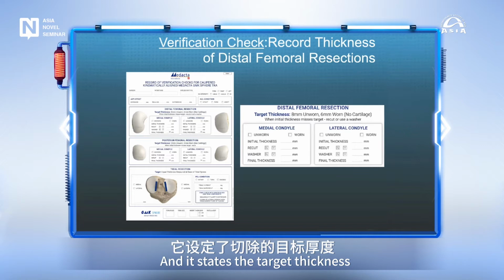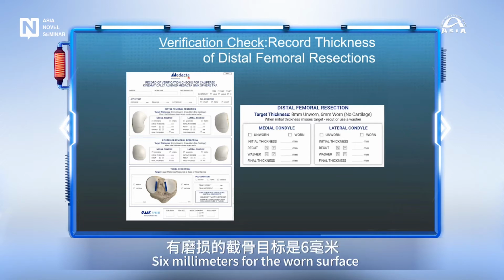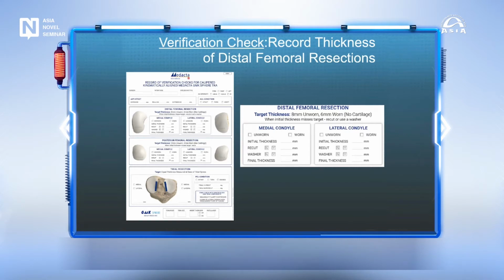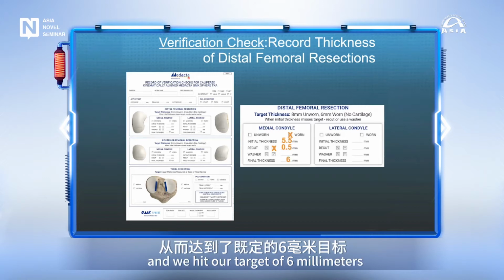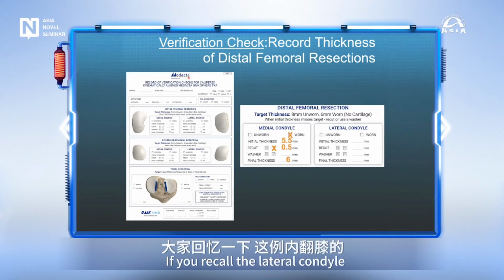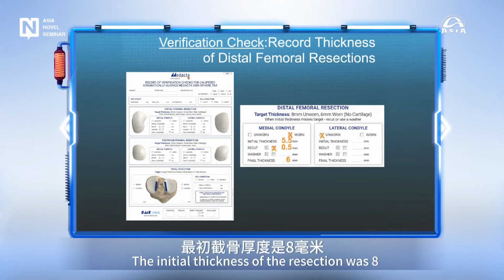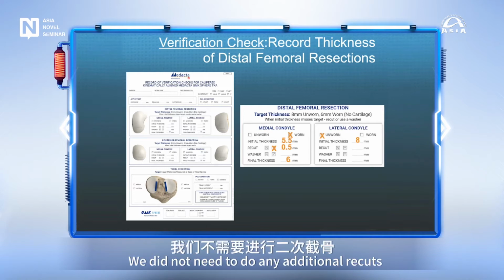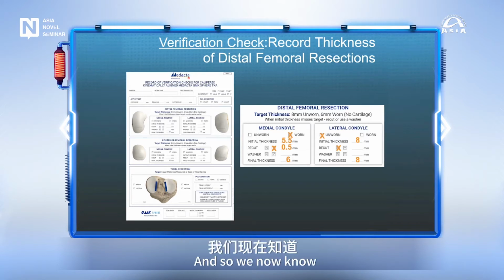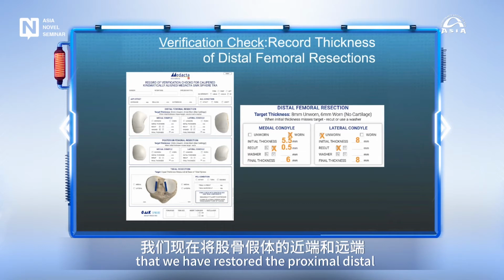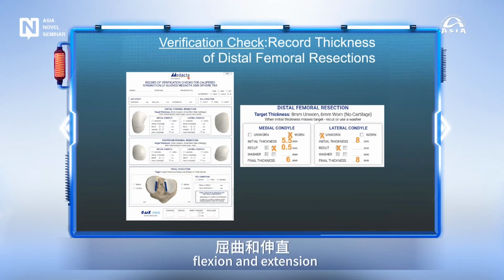And it states the target thickness, 8 millimeters for the unworn distal femur, 6 millimeters for the worn surface when there is no cartilage. If you remember, our medial condyle was worn. We resected 5.5 millimeters. We recut 0.5, and we hit our target of 6 millimeters. If you recall, the lateral condyle on a varus knee was unworn. The initial thickness of the resection was 8. We did not need to do any additional recuts, and so our final thickness was 8. And so we now know that we have restored the proximal distal and varus valgus and flexion extension position and orientations of the femoral component within a 0.5 millimeter of the patient's pre-arthritic joint line.